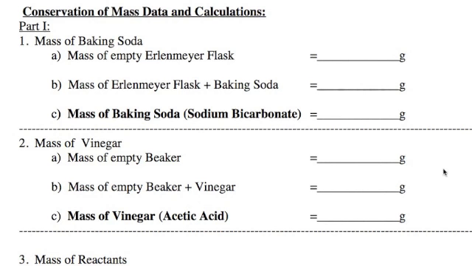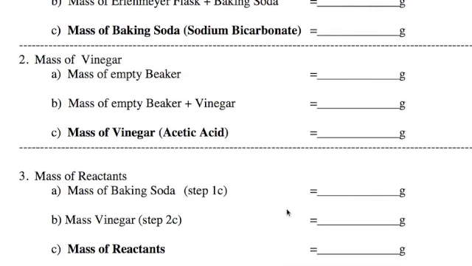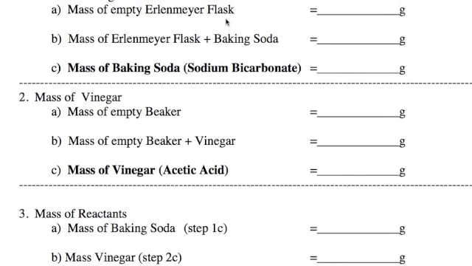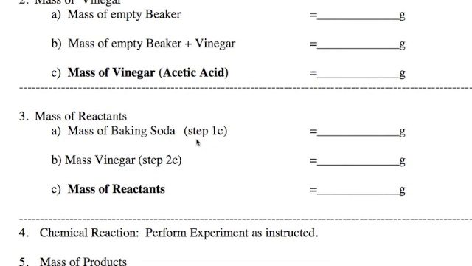Same thing applies with the vinegar. You'll mass the empty beaker, put vinegar in, subtract the two, and you'll get the mass of just the vinegar. So remember, we can't re-emphasize this enough. Our reactants are the baking soda, fancy way of saying it, sodium bicarbonate, and vinegar, fancy way of saying it, acetic acid. Not the beaker, that's not involved in the reaction. The flask is not involved in the reaction. And so the mass of reactants, we're just going to add up how much baking soda and vinegar we have.